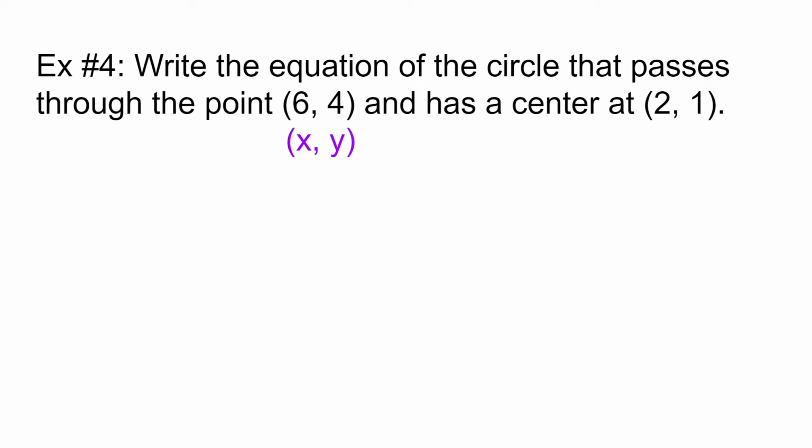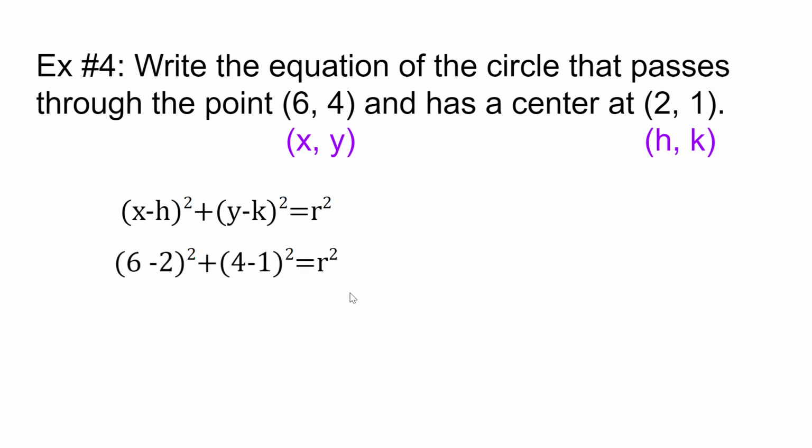Example 4, write the equation of a circle that passes through the point (6, 4) and has a center at (2, 1). So my point (6, 4) is just x, y and my center is still h, k. Then instead of plugging in my radius, I just plug in a different set of points. So in the end, I really should only have one missing variable. Again, my (6, 4) is just a regular point. It's just x, y, plug in my h, k, and I'm solving for r squared.